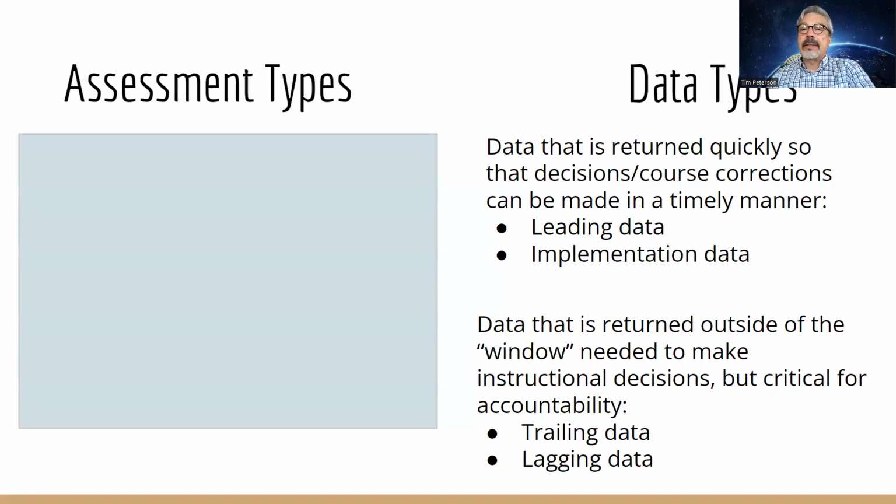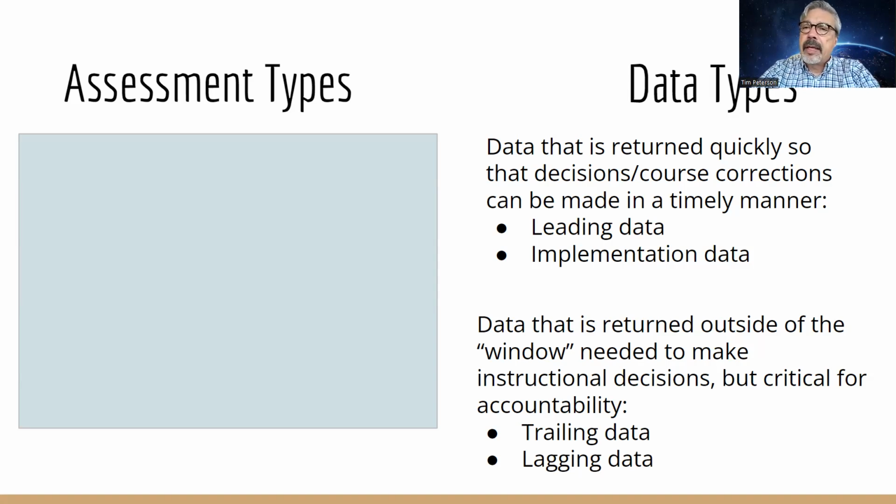In the same manner, we can take a look at different kinds of data. The data can be categorized into two typical types. One is data that comes back quickly. You get it back quickly, you can use it to make decisions or course alterations, things that happen in a very timely manner. Things that might affect the instructional practices in the classroom, or how the school goes about a particular activity. These data we call leading data or implementation data. We're implementing something, we want to get feedback on it very quickly. We're talking about leading data that leads to some other goal.